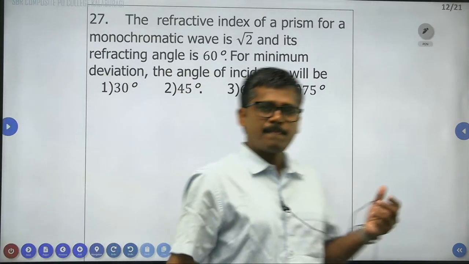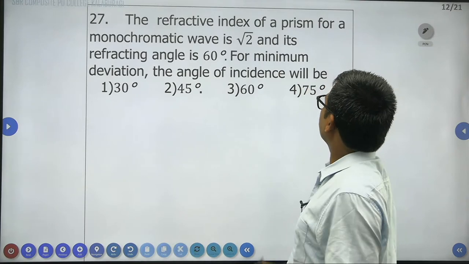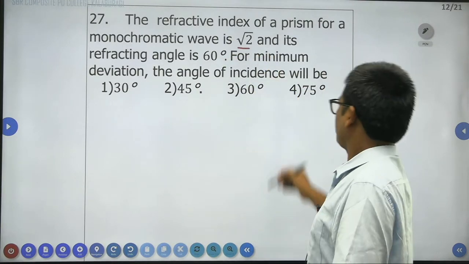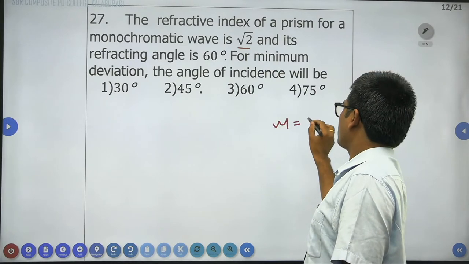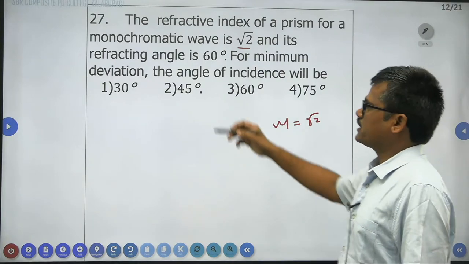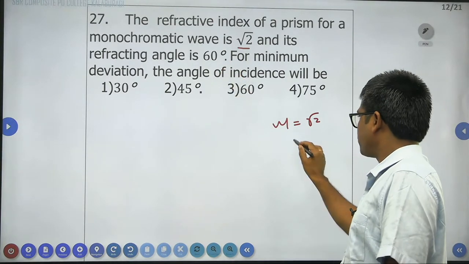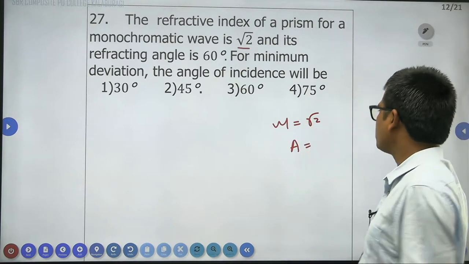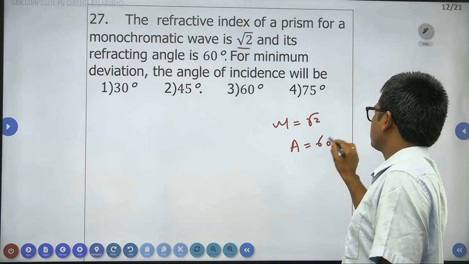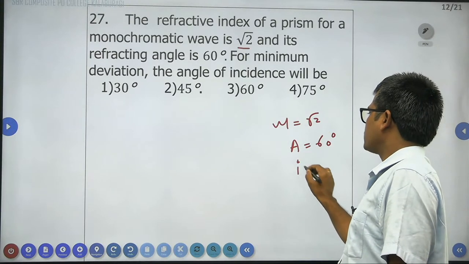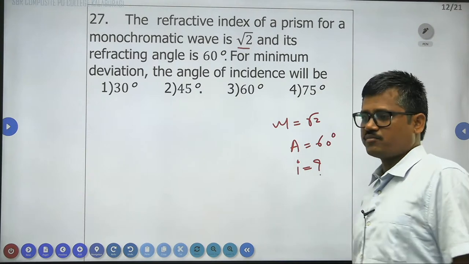See here. Next one. The refractive index of a prism for monochromatic wave is given as root 2. Done? Okay. Now, its refracting angle. Refracting angle, you know it: the angle between the two refracting surfaces is called the refracting angle. It will be 60 degree. For minimum deviation, the angle of incidence will be, they are asking.